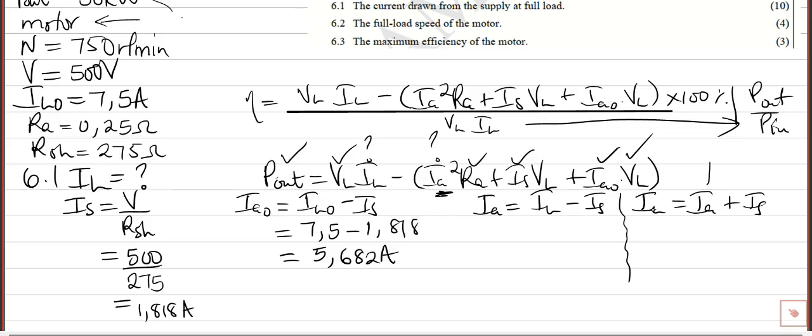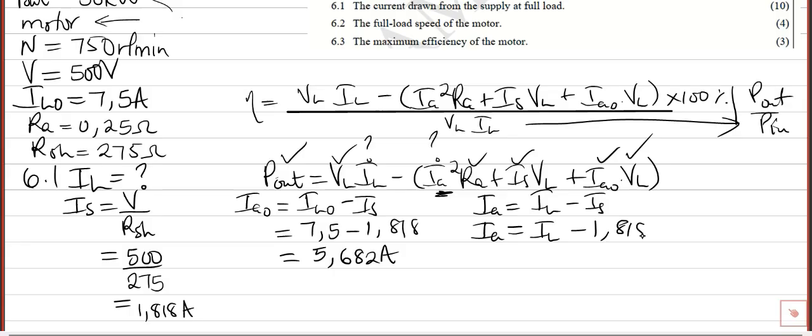So in this case, I am not going to be making IL the subject. I'm going to stick to this part of the equation, whereby later on in my formula for P out, wherever I have IA, I'm going to substitute IL minus I shunt. Now, before I substitute IA, I'll firstly substitute whatever I have. Remember, I don't have IL, so I'll write IL. Where I have I shunt, I will write 1,818.